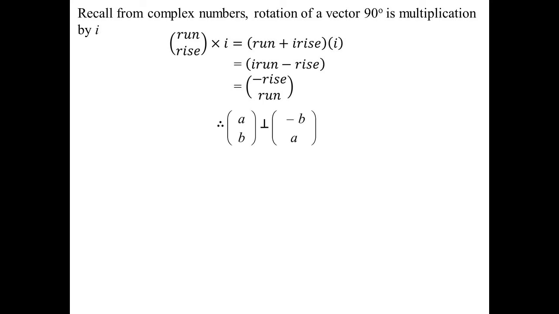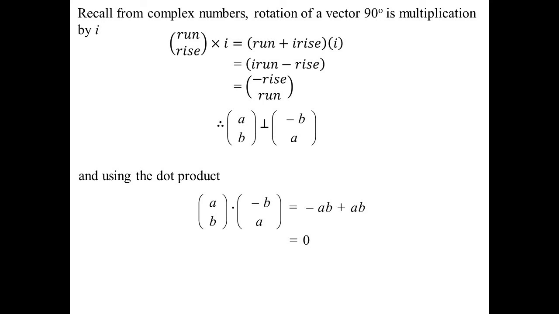So in other words, those two vectors, run over rise and minus rise over run, they're perpendicular to each other. Because if you did the dot product, you would in fact get 0. So it's, I guess, a little proof there, but using vectors to prove that idea. Okay, as I say, that's just an aside.